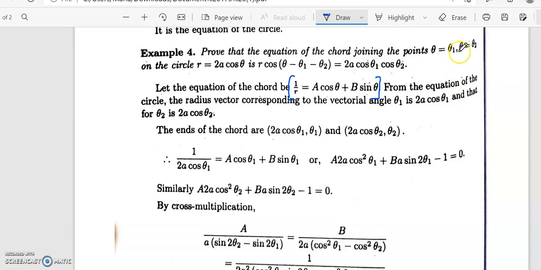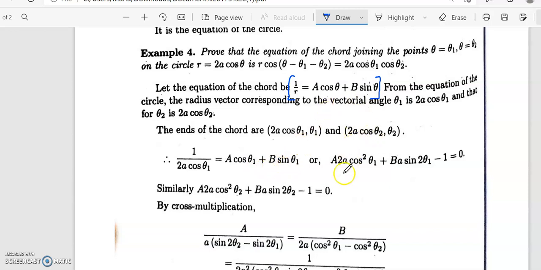So the equation of our chord is 1 by r equal to a cos theta plus b sin theta. Since theta equal to theta 1 and theta equal to theta 2 are the ends of the chord, by substituting into the equation of the circle, the ends of the chord will be 2a cos theta 1 and 2a cos theta 2. Now let us substitute r and theta into this equation. So corresponding to the first point, 1 by 2a cos theta 1 will be equal to a cos theta 1 plus b sin theta 1.